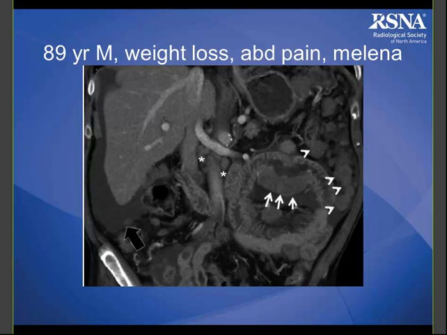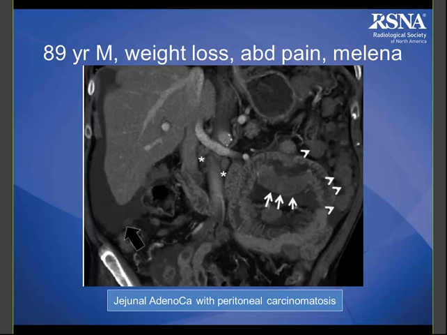89-year-old male, weight loss, abdominal pain, and melena. And you can see that there's pretty impressive areas of small bowel wall thickening in the jejunum. And additionally, there are nodes in the mesentery that are enlarged next to it. There's also additional enlarged periaortic lymph nodes and a small little lymph node inferior to the liver within the ascites. And this is jejunal adeno cancer with peritoneal carcinomatosis.